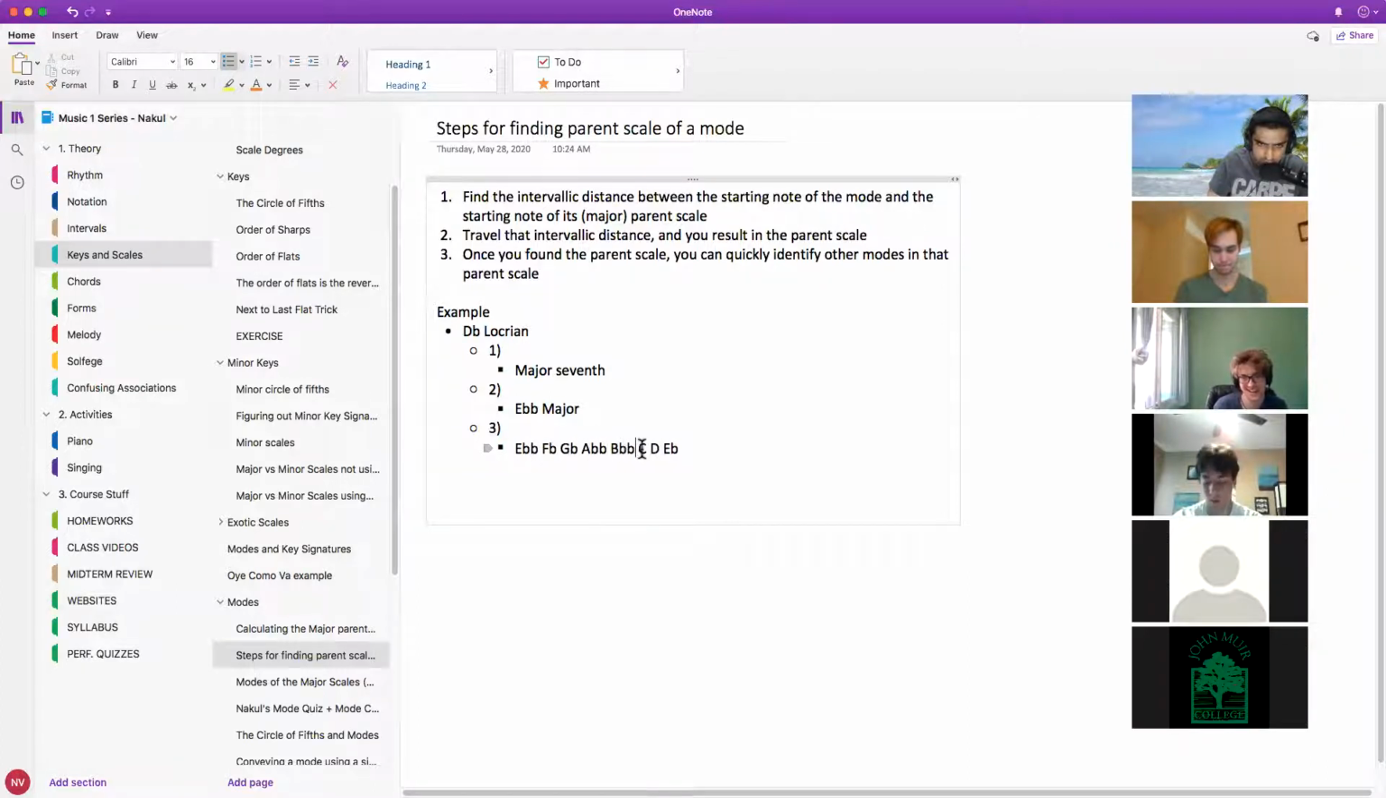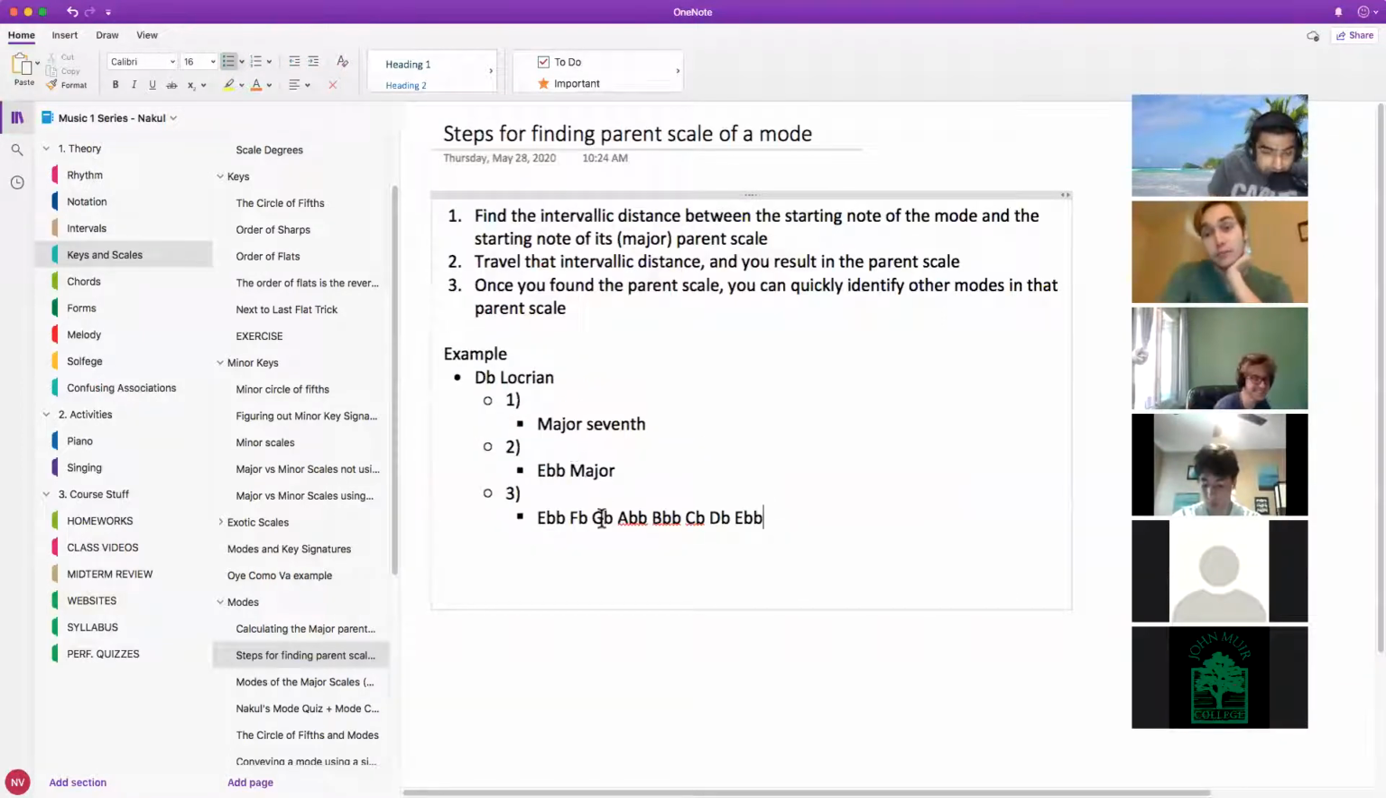Oh, this is a great example. So ugly. Okay, so what do we have here? The mode that is implied by this note is E double flat Ionian. The mode implied by this note is F flat Dorian. The mode implied by this note is G flat. What is the third mode?